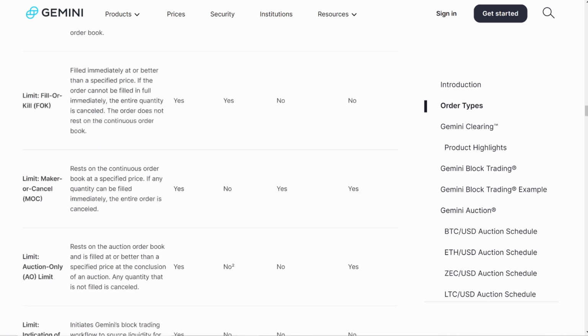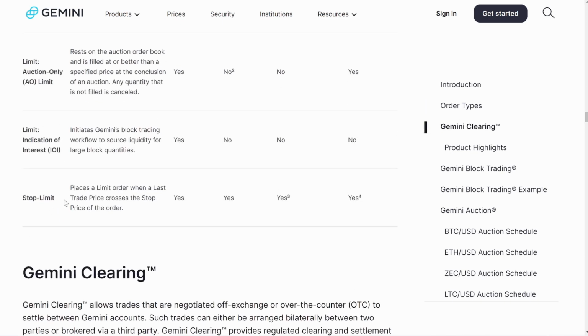We have the fancier ones, but then we also have something called a stop limit, which some of you may be interested in. This places a limit order when the last trade price crosses the stop price of the order.